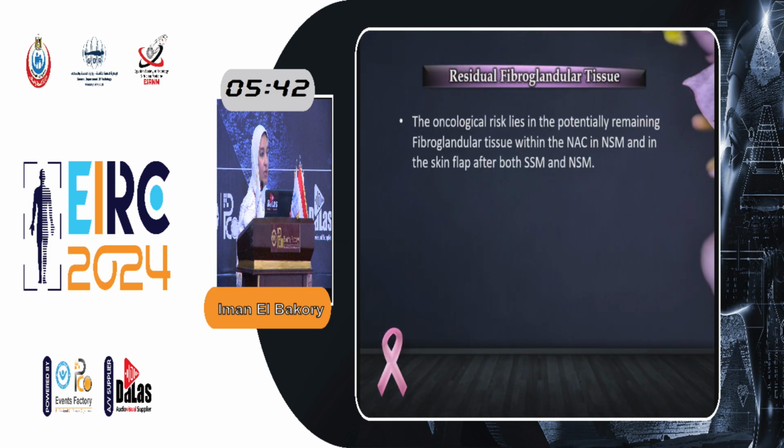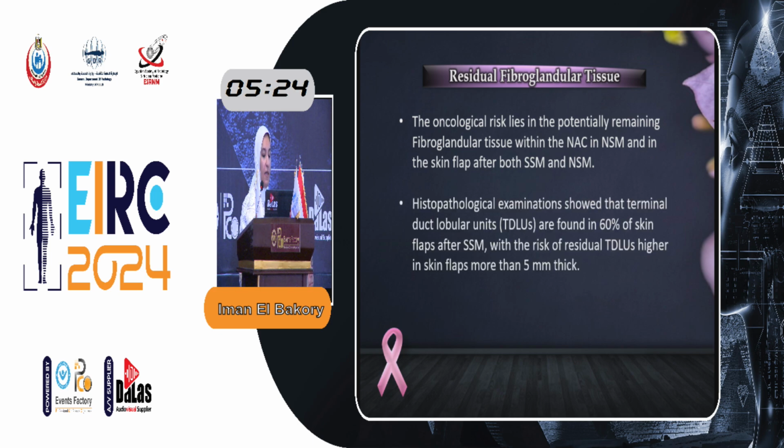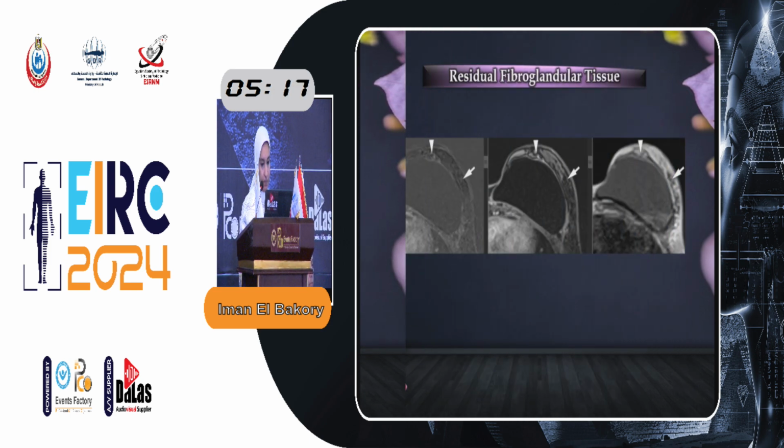Actually, residual fibroglandular tissue can be picked up in the implant-reconstructed and the muscle-reconstructed breast, and it carries a high risk of recurrence, and it mainly occurs at the nipple areolar complex in case of nipple-sparing mastectomy, and in the skin flaps in nipple and skin-sparing mastectomy. And this risk actually increases if the skin flap exceeds 5 millimeters.